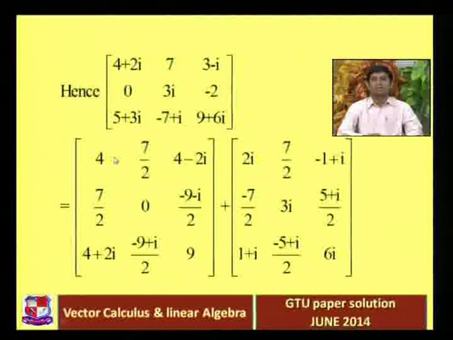So here we complete the solution of this question. We expressed the given matrix as a sum of a Hermitian and a skew Hermitian matrix. So let's see the next question.